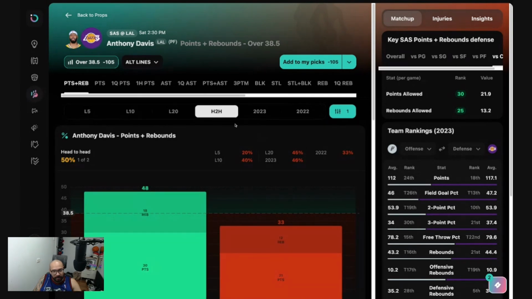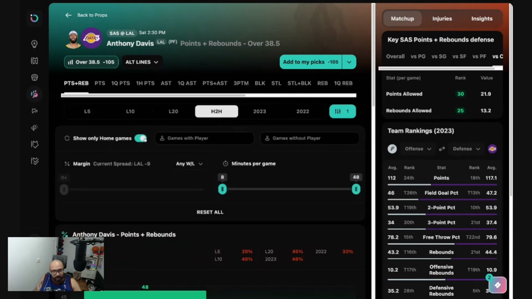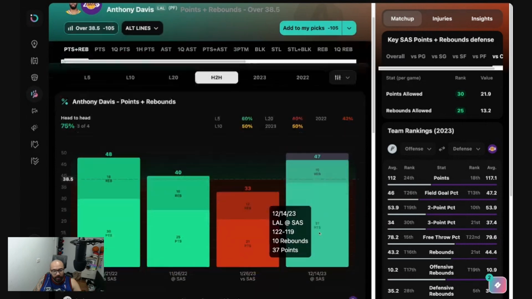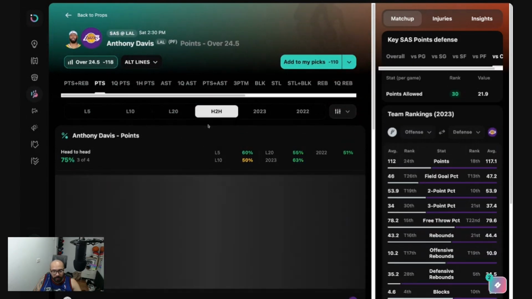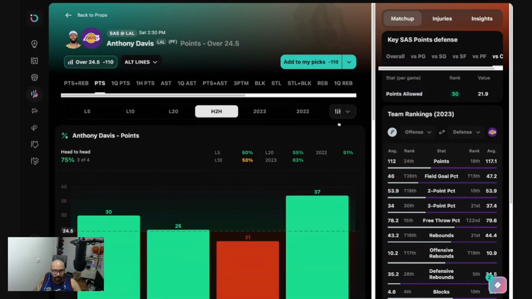And how many rebounds did he have against these guys again? Let me just check this out. All right, 37 points and 10 rebounds. So I probably wouldn't even take the rebounds. I might even just look at his points because that's where the matchup is the best.